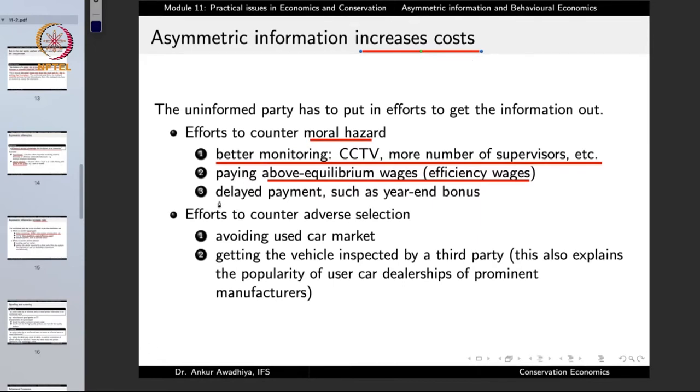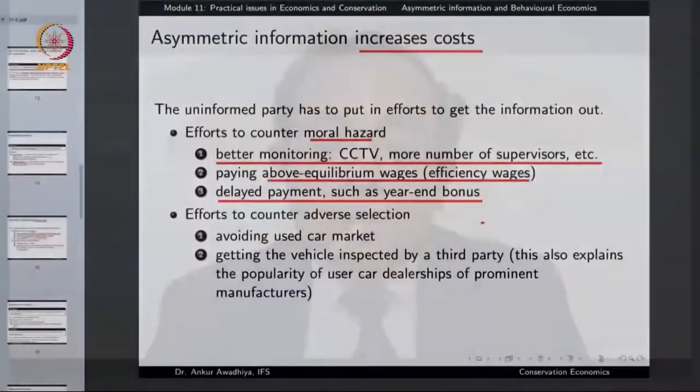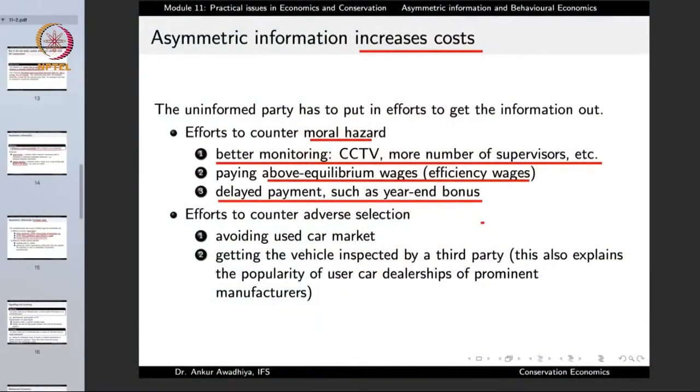Or the owner might say that we will go for a delayed payment, which means the owner might say, we will give you a year-end bonus. Now, this year-end bonus would ensure that the person has got more to lose. If the employee does not work that hard, the employee might not know currently, but at the end of the year, the owner might say, this year you did not work hard and so I'm not giving you the year-end bonus. Now, these are all ways to counter the problem. But all of these are also increasing the cost. They are also increasing the complexity.